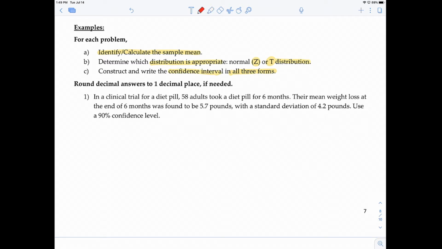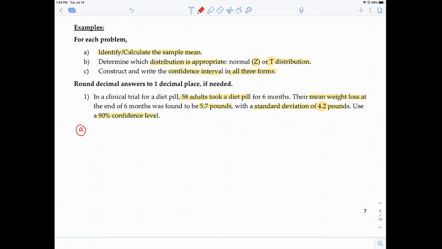All right, so let's start with the first part for this problem. So this problem says, in a clinical trial for a diet pill, 58 adults took a diet pill for 6 months. Their mean weight loss at the end of 6 months was found to be 5.7 pounds, with a standard deviation of 4.2 pounds. Use a 90% confidence interval.